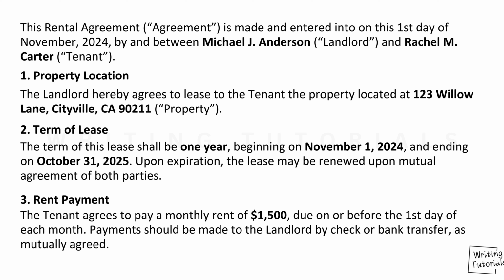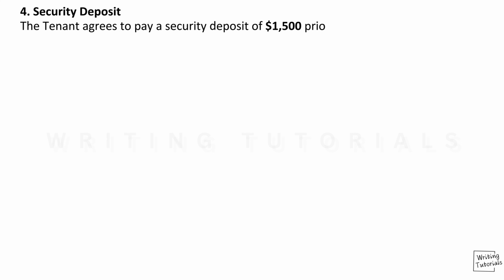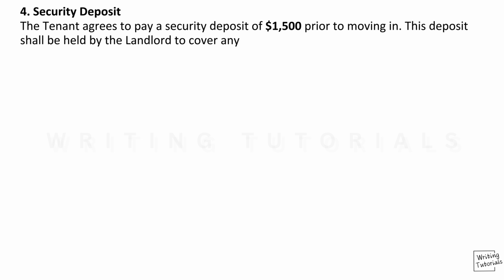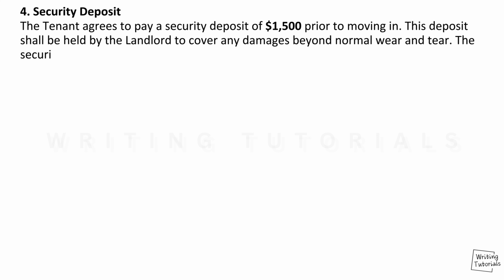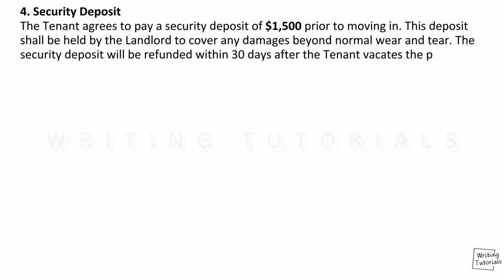The security deposit. Moving on, let's talk about the security deposit. This is a deposit paid upfront to cover potential damages, and here, it's the same amount as 1 month's rent, at $1,500. Mention that this deposit will be refunded within a certain time frame after the tenant moves out, as long as there's no damage beyond normal wear and tear. By setting clear expectations, both parties know what's at stake if the property isn't left in good condition.